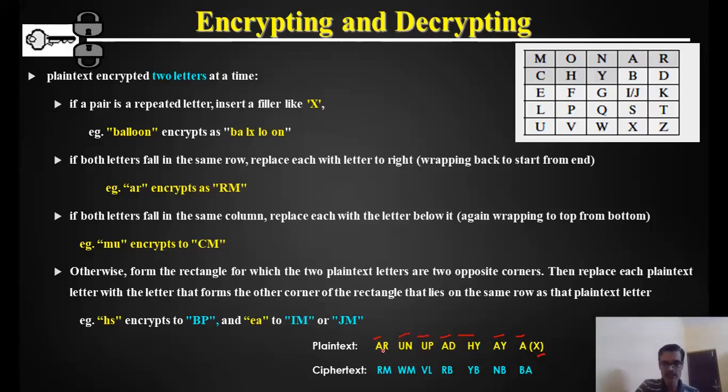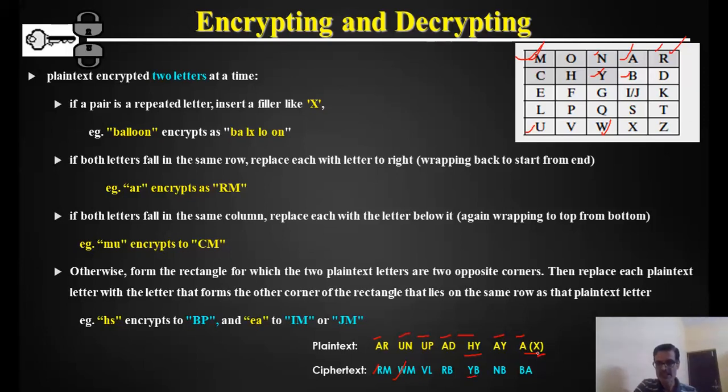So for AR, what is the answer? For AR, see A and R, it is R and M. That's what it is written over here. UN, so where is U and N here? U and N fall here, right? The corresponding coinciding one is W, and above U is M, right? So replaced by WM. Consider HY, where is H? So H and Y means Y and B, that's it. The immediate next alphabets on the right side, Y and B.